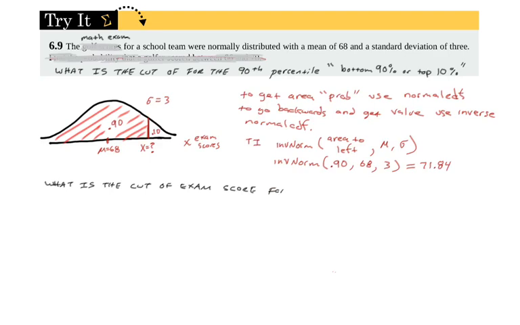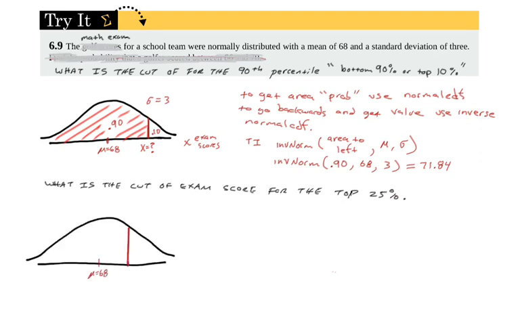So what is the cutoff exam score for the top 25%? Now this one is phrased in terms of the top 25%. So I'm still looking for my X cutoff right here. But when I go to shade my graph, I'm going to want to shade the top 25%. So that in there is going to be 0.25. Because the question is phrased in terms of that area.